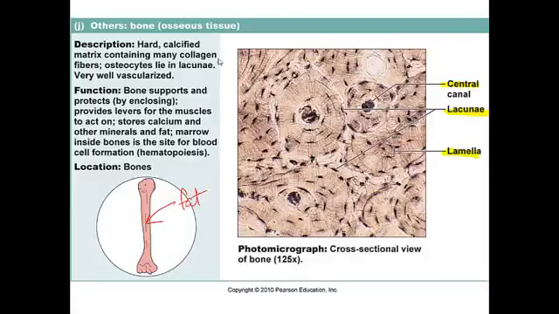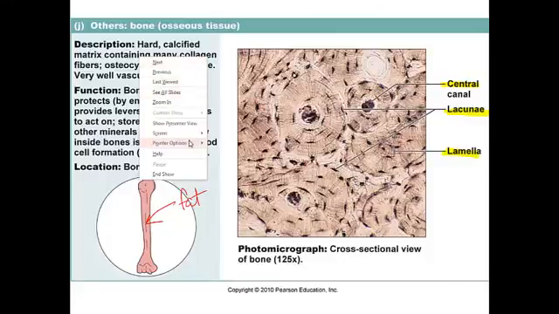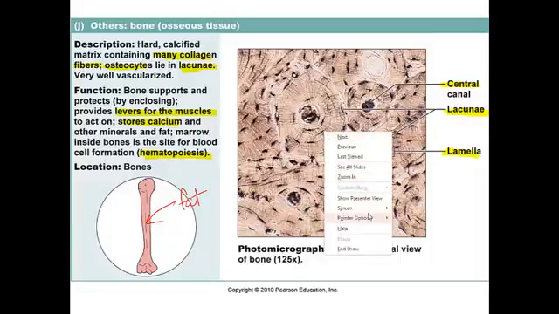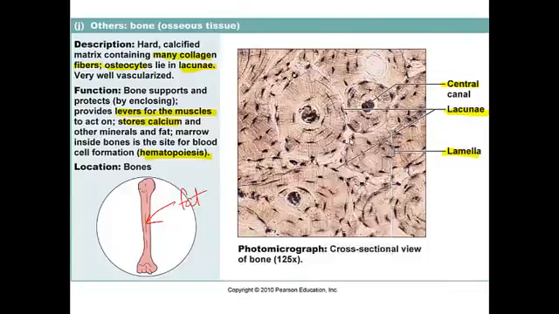The matrix is very hard and very calcified, so it has an abundance of collagen fibers, and the osteocytes are in spaces called lacunae. And bone is very important. It provides levers for muscles, stores calcium and other minerals like phosphate. And remember from chapter 1 that one of the functions of the skeletal system is hematopoiesis. And then finally, the last example of connective tissue that we have is blood.